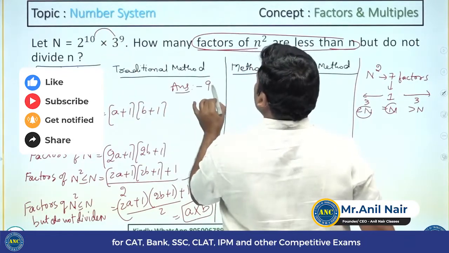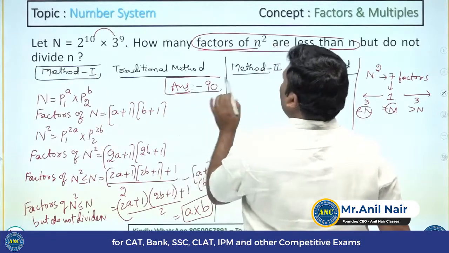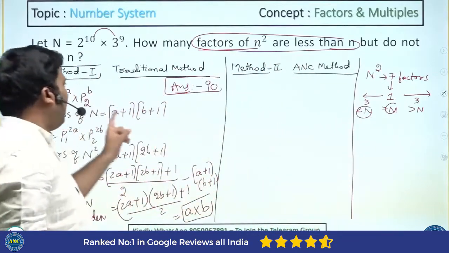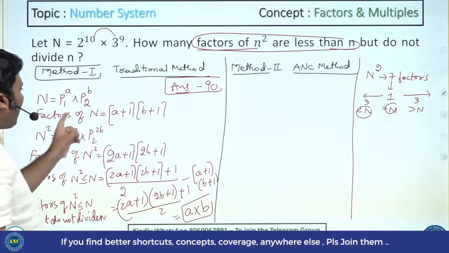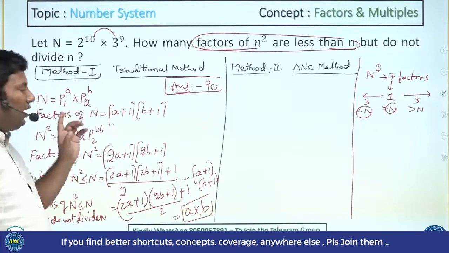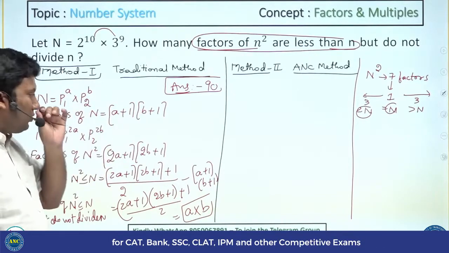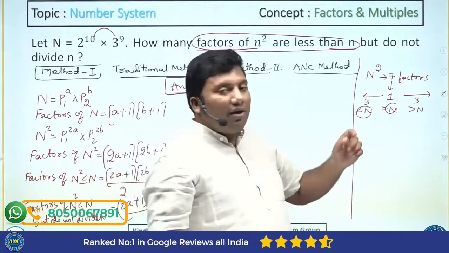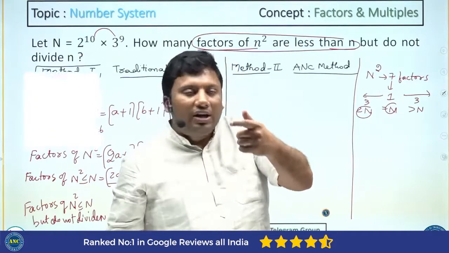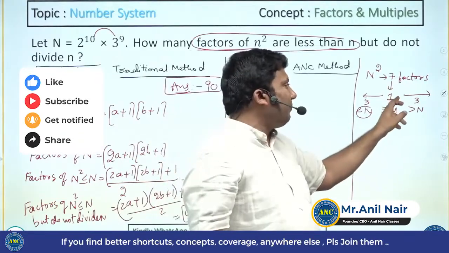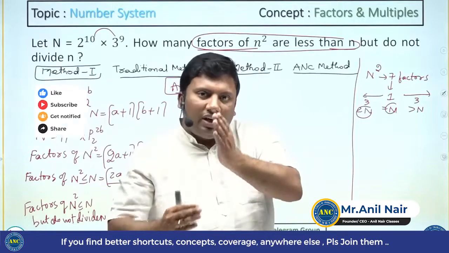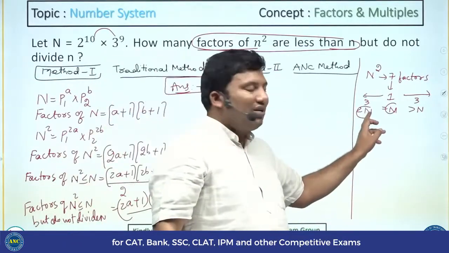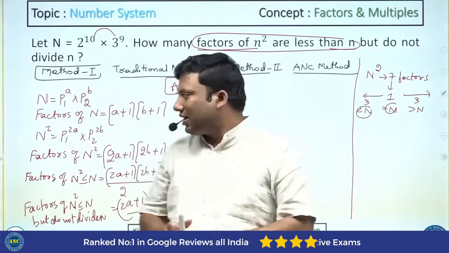What is 10 nines? 90. Again see here, there is a number n, p1 power a, p2 power b. Factors of n are a plus 1 into b plus 1. N square is a perfect square. A perfect square will always have an odd number of factors. Assume it is 7. One case will be equivalent to n, 3 cases less than n, 3 cases greater than n. Am I right?